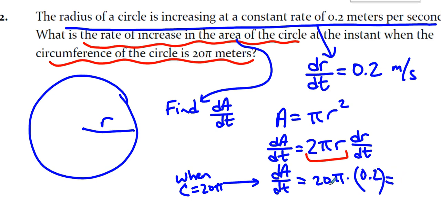And so this 20 times 0.2 is 4 pi square meters per second. 4 pi square meters per second.